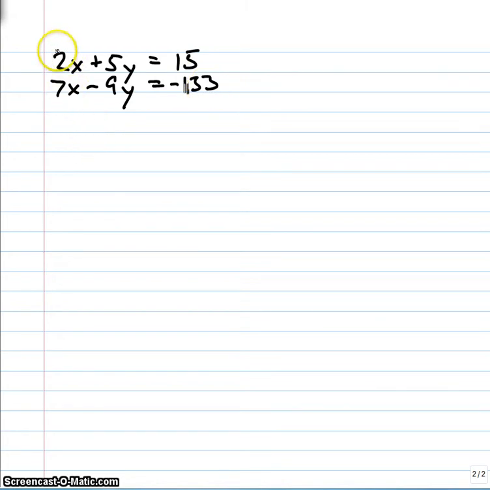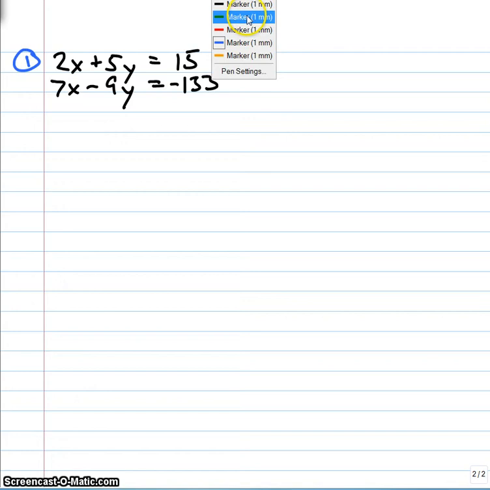Okay, so here's the problem. Now I have a 2x and a 7x and a positive 5 and a negative 9. These guys are not going to drop out if I try and add them together. So what I'm going to do is again label these like I did before. This is equation 1, and this other guy will be equation number 2.